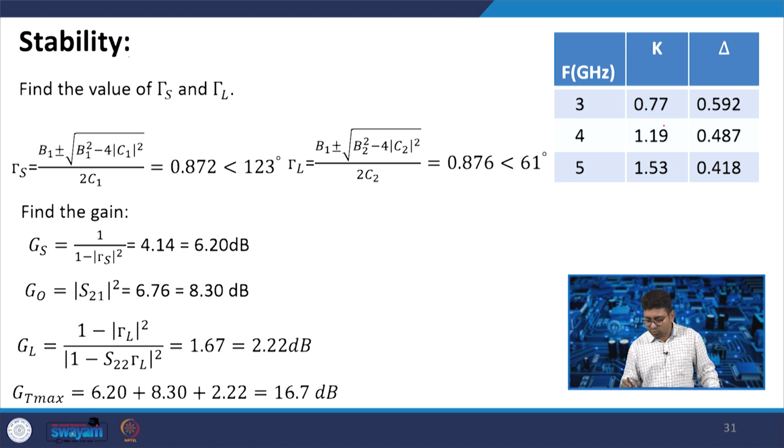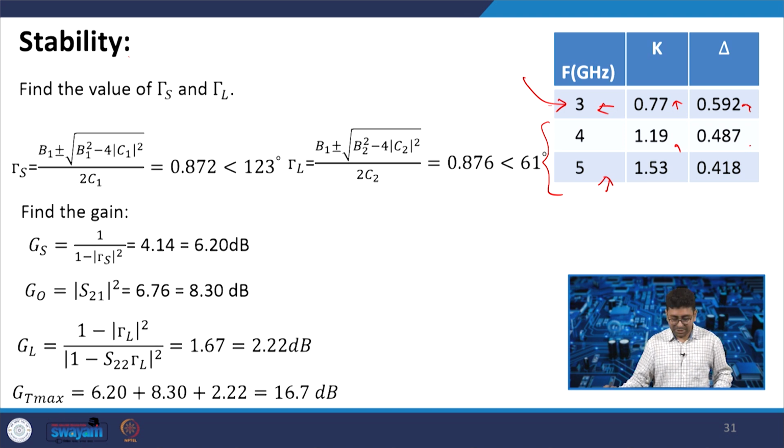For stability you can use the K delta test. For frequency equal to 3 gigahertz, K is less than 1 and delta is also less than 1, so this is unstable at 3 gigahertz. For frequencies of 4 and 5 gigahertz, K is greater than 1 and delta is less than 1. So for these two frequencies you can design, and it is stable.